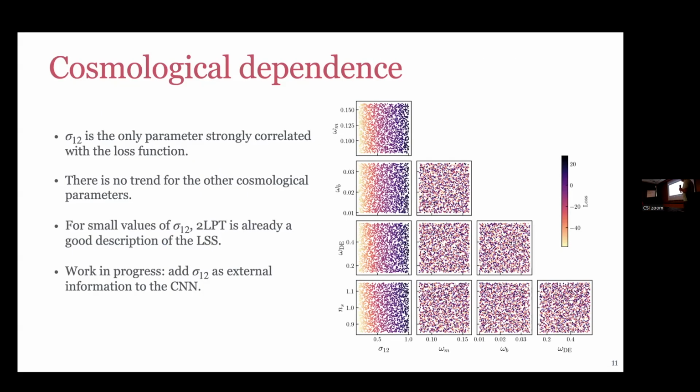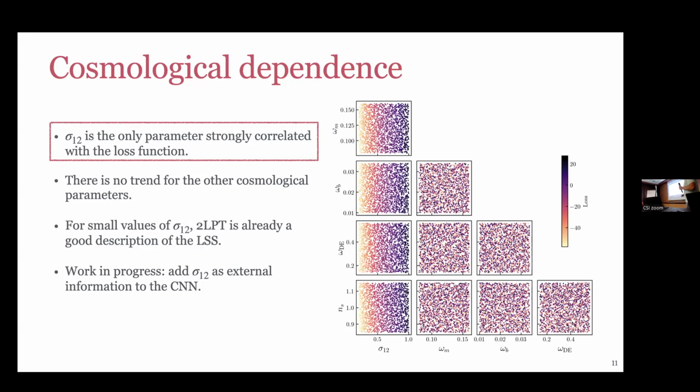So in this triangle plot, I have evaluated the loss function of a test set that spans all these different cosmological scenarios. And here the loss function, again, is that the lower the better, and here the units don't really matter. And you can see here that if you look at any of these panels, it's kind of random, right? But if you look at the panel with sigma 12, you'll see this really nice gradient. And it's not really surprising, right? Because lower values of sigma 12 means there's less clustering. So 2LPT is already a good prediction. And then at higher values, the emulator is struggling a bit more to correct.